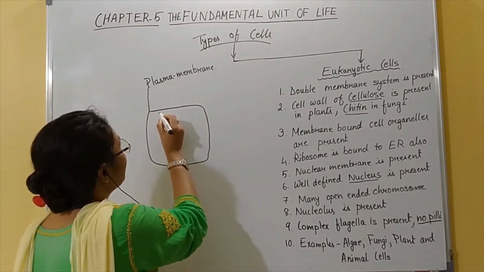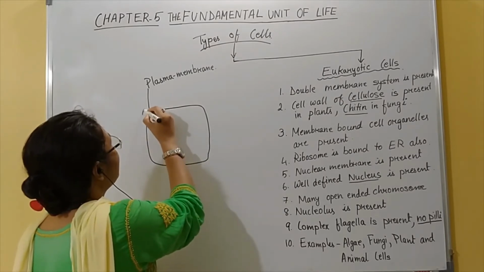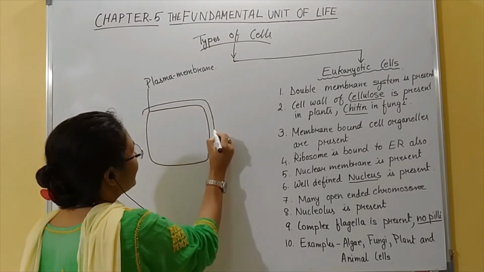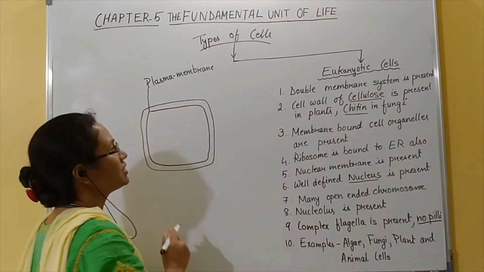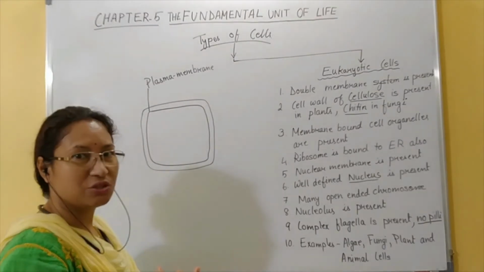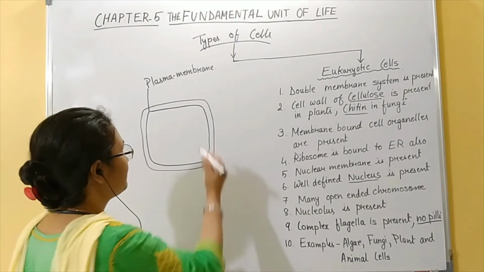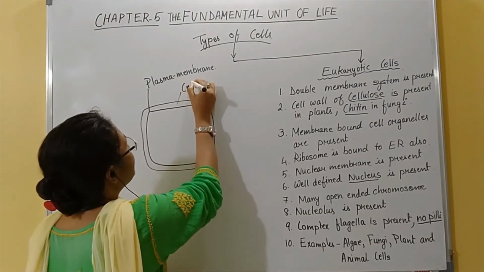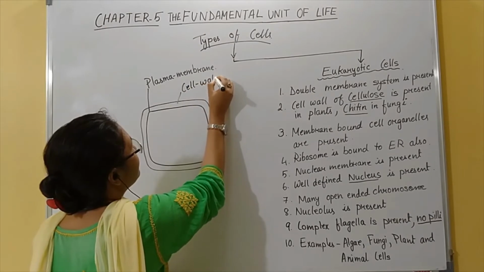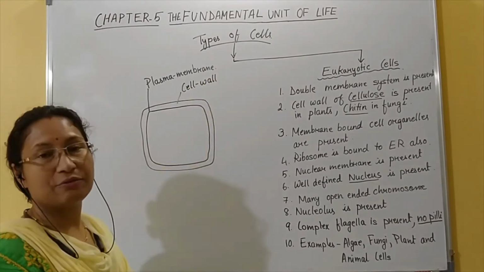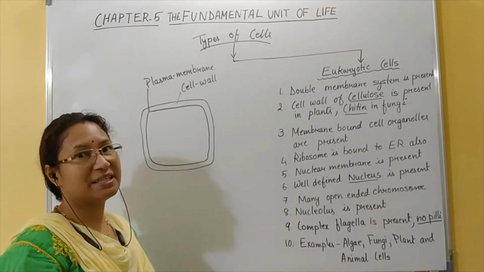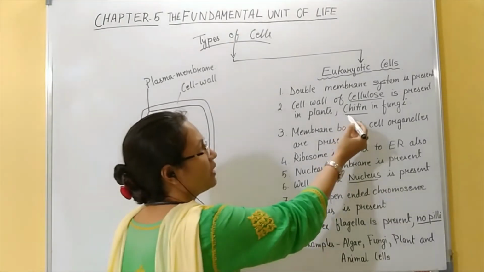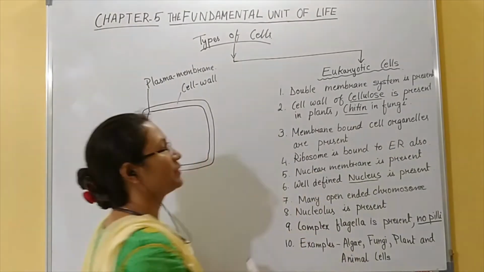Then over this plasma membrane, in the plant cell there will even be a cell wall present. This cell wall will provide more protection and support and strength and rigidity to the cell. So this is the cell wall. If it is a plant cell, it will be made of cellulose. If it is an algae, it will be made of cellulose, and if it is a fungi, then it will be made of a compound called chitin.